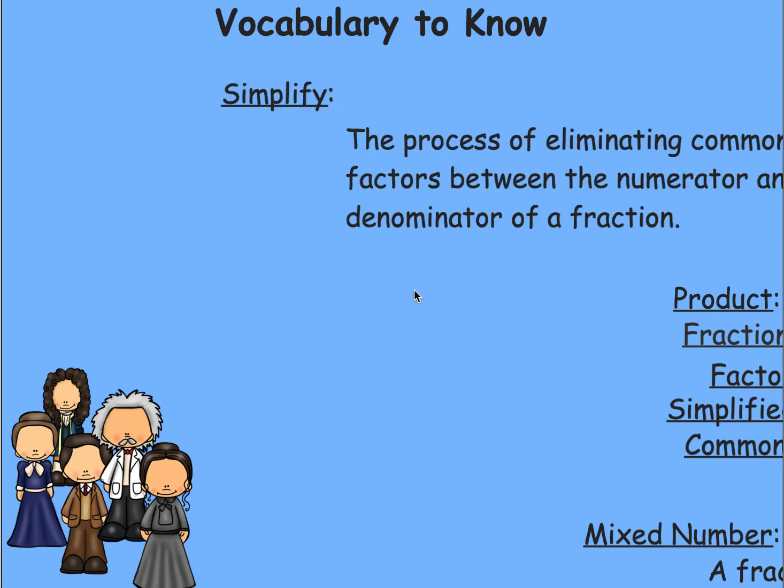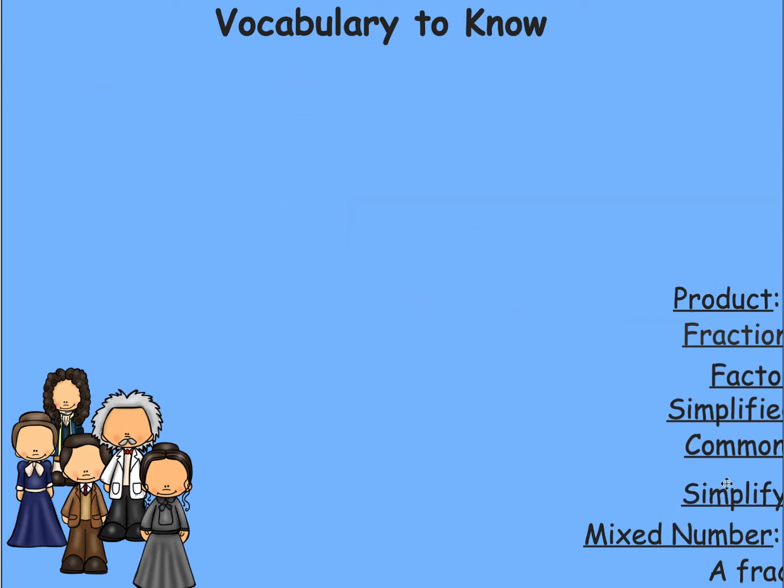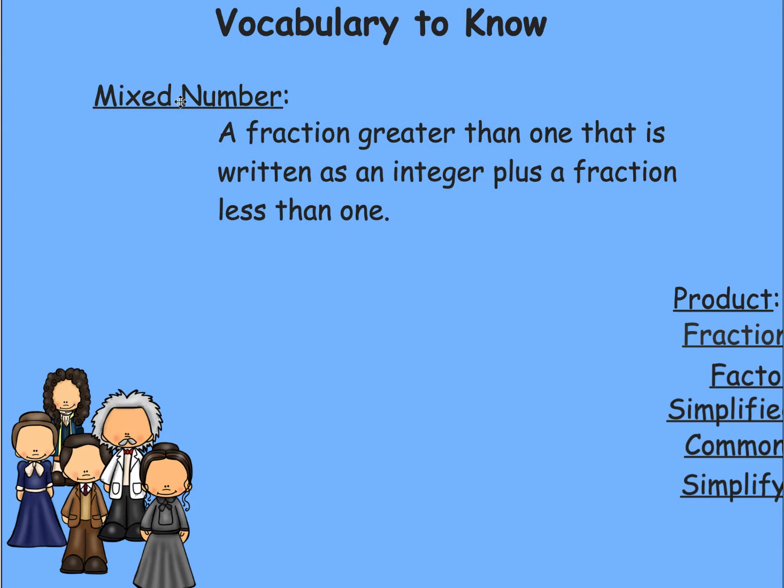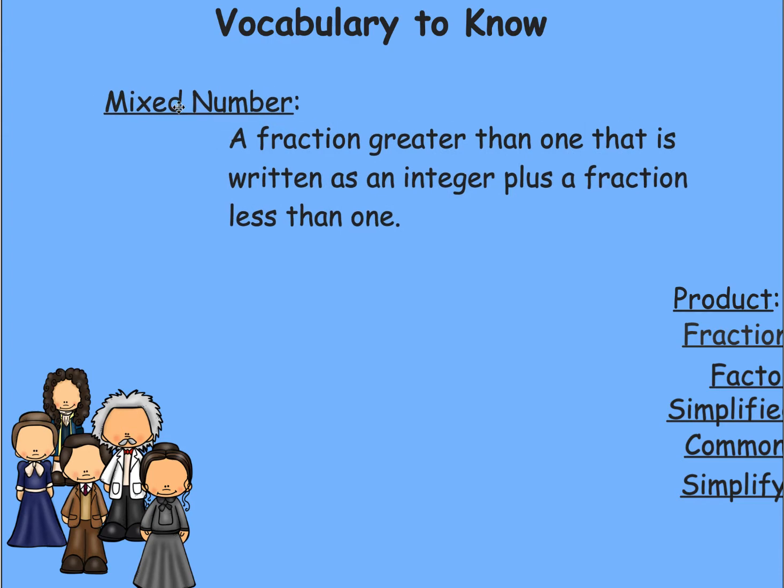And when we talk about multiplying fractions, you can simplify before you do the multiplication or after you do the multiplication. Now, the difference between a mixed number and a fraction. I remember a fraction greater than 1, okay, that is written as an integer plus a fraction less than 1 is what a mixed number is. So for example, 3 and 1/4 is a mixed number.